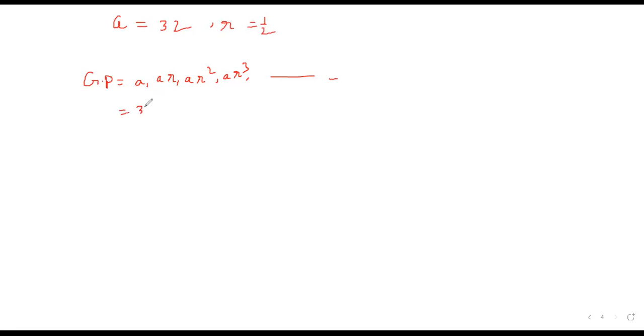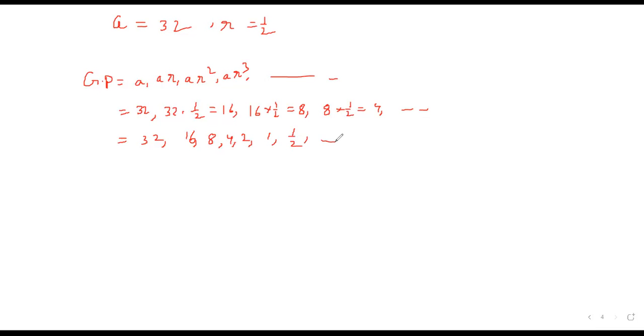So the first term we write is 32. The second term is 32 into half, that is 16. The third term is 16 into R, again half, equals 8. We have to multiply by R only to get the next term. So the GP is 32, 16, 8, 4, 2, 1, half and so on. We write some starting terms, mostly 3 or 4, and it is sufficient. Writing all terms is not required.